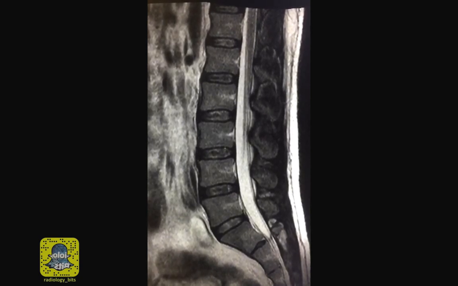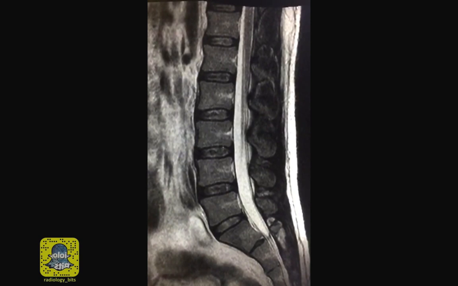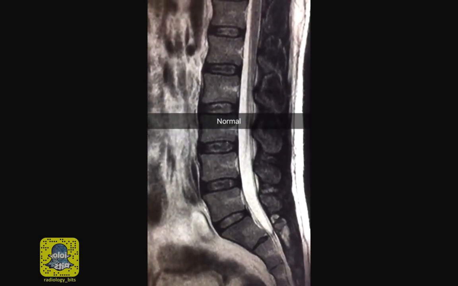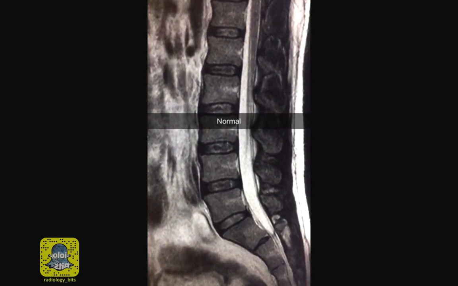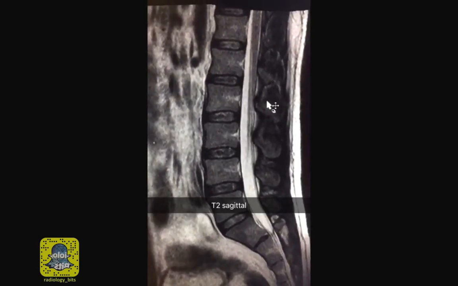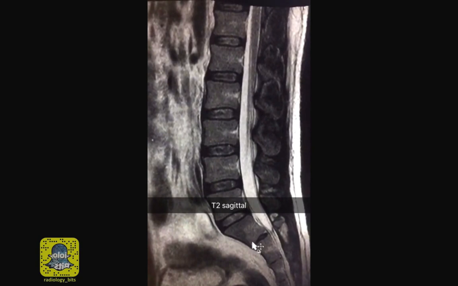Hello everyone, today's case is a case for seniors, but I'll start with anatomy so juniors could follow. Let's start with this normal case before we go to the abnormality. This is an MRI of a lumbar spine of a normal adult patient. This is a sagittal view of the lumbar spine.